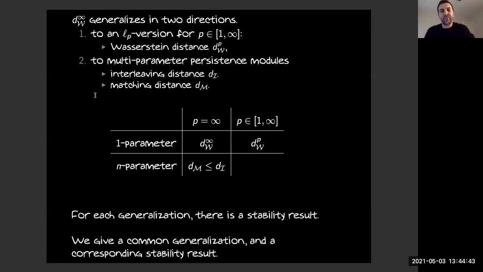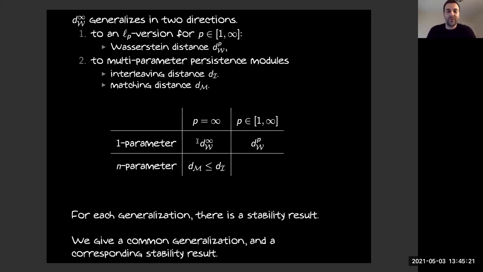And in a different direction, the bottleneck distance generalizes to multiparameter persistence modules, and in fact does so in a couple of ways. The two most prominent ways, and the ones that I'm going to discuss here, are the interleaving distance and the matching distance. We'll denote them by di and dm respectively. And so I've organized this information about generalization into a little table here.